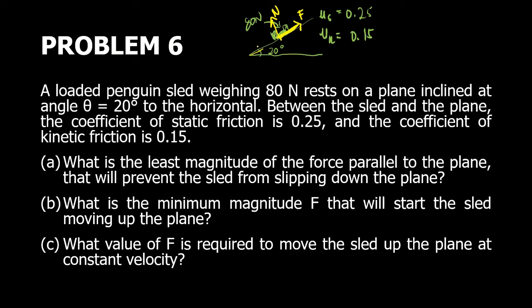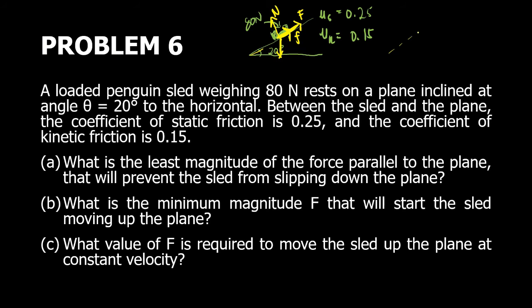We call it F. Then, it will prevent the sled from slipping down the plane. Therefore, our static friction is also in this direction. So this is our small f. Then, we also have the weight of the sled, which is 18 Newton, and it goes downward.